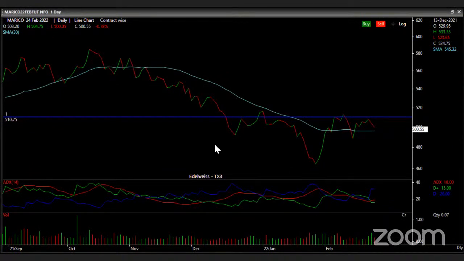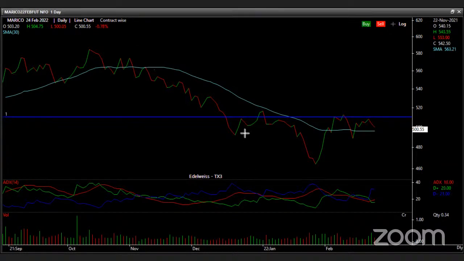Can anyone see a head and shoulder pattern formed in Marico? Reaching a high, reach the high. So this can be the neckline. Once it is able to break, the distance from the head to the neckline can be my next target. And after that, we can just follow the price. Anyone have any queries?